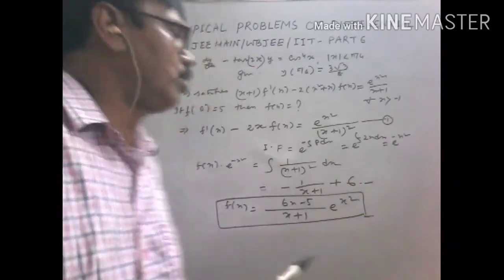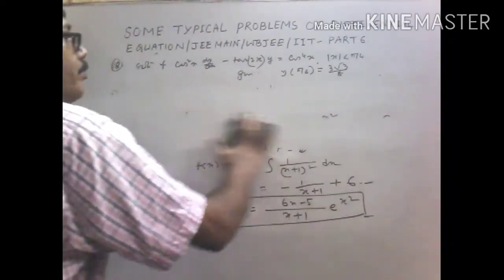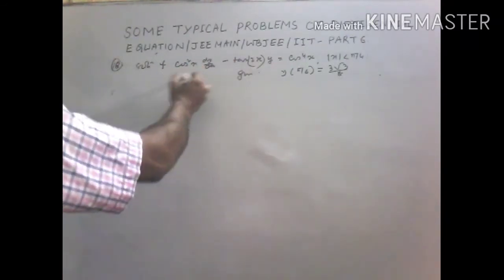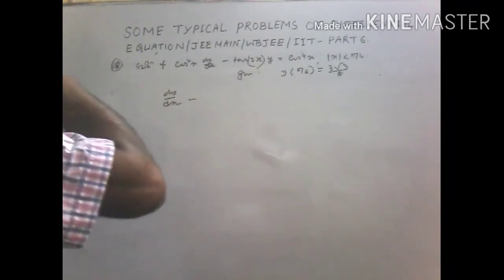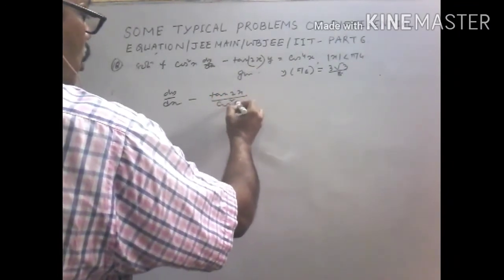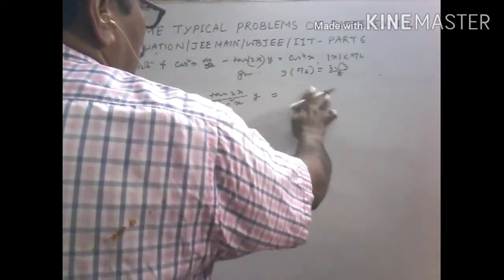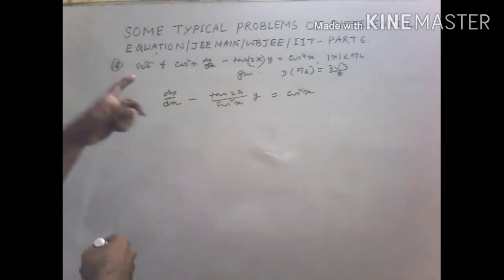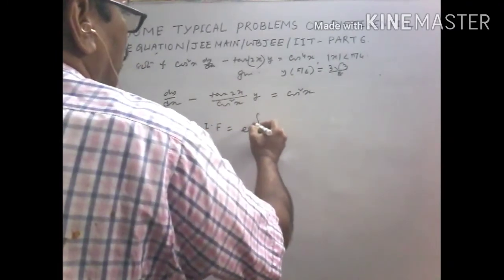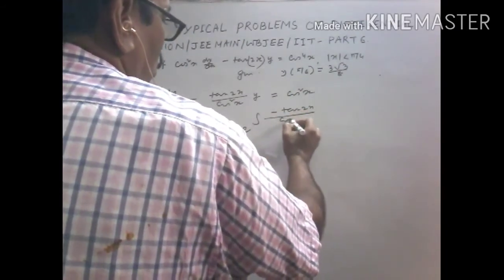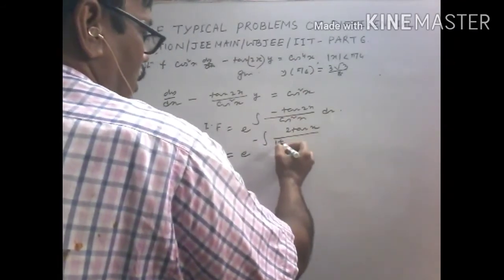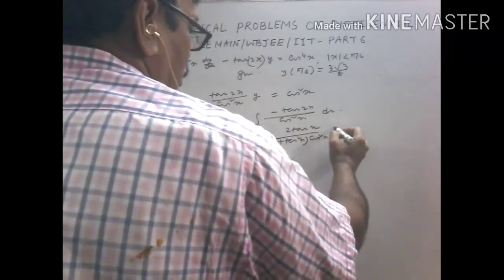Very simple problem. Now consider the last one. Try to express it in terms of a linear differential equation in standard form. So tan 2x by cos square x into y, and cos to the power 4x by cos square x. We calculate the integrating factor: e to the power integral of minus tan 2x by cos square x dx. Now tan 2x is 2 tan x by (1 plus tan square x) into cos square x.